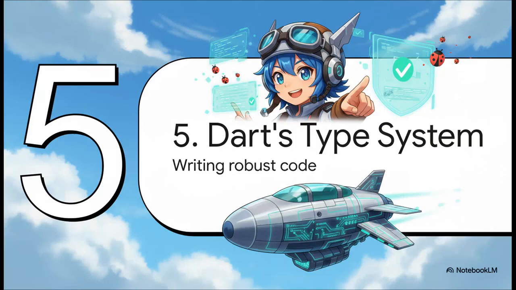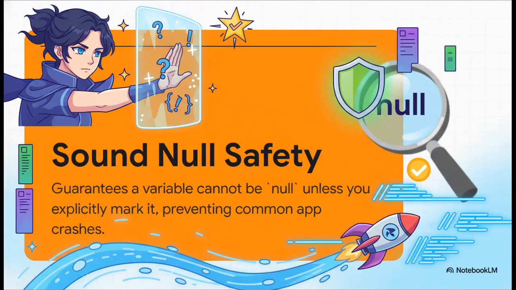Okay, let's talk about one of my favorite things about Dart, safety. Dart's type system is like having a super smart assistant who's constantly checking your work for a whole category of common mistakes, and it catches them before you even run your app. It's amazing. And the star of that whole system is something called sound null safety. Now, that might sound complicated, but the idea is actually super simple. A variable can't be null unless you say so. If you've ever had your app crash with the dreaded null pointer exception, yeah, this feature is for you. It's a total game changer.